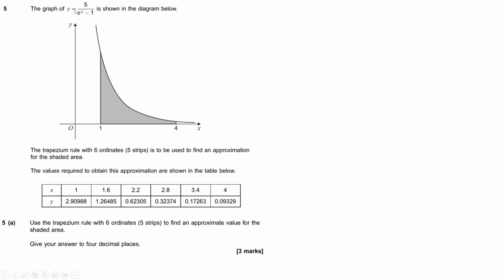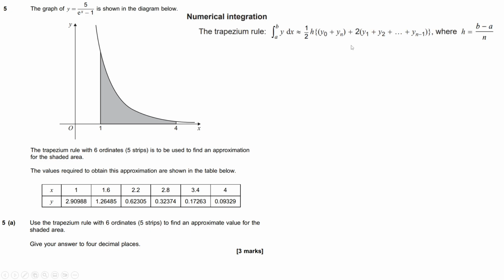Trapezium rule now. We've got y equals, we've got this graph here. If you just open up your booklet, you've got this formula. And so h here is b minus a over n, where b will be this number here and a is this number here, and n is the number of strips, and we're told 5 strips. Careful, it does say 6 ordinates. There'll always be one more ordinate than the number of strips. Just remember n is the strips. So this is going to be 4 minus 1 over 5 for h, so that's 3/5.